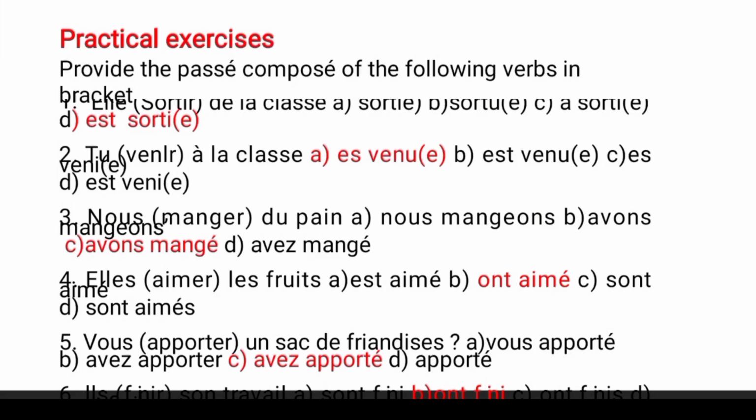We have nous in bracket manger du pain. Manger is not a movement verb, so I know it's avoir. And after nous is nous avons. Manger is an ER verb, and ER verbs end with é accent aigu. So we have nous avons mangé.